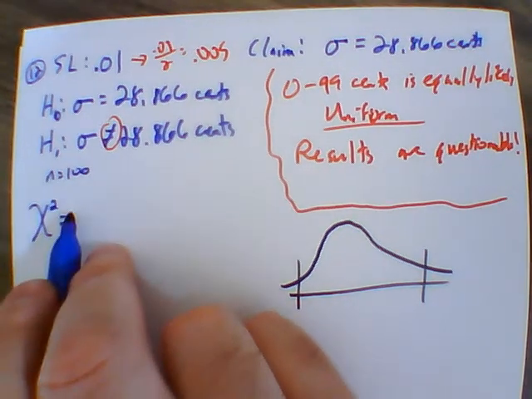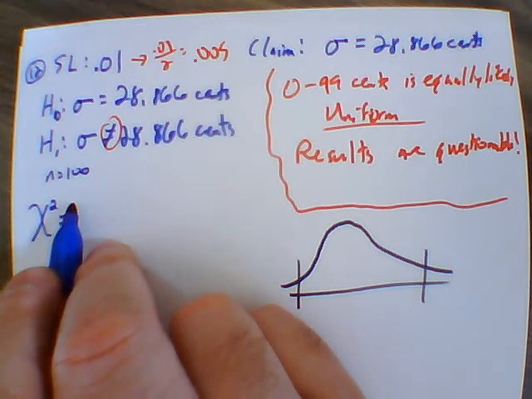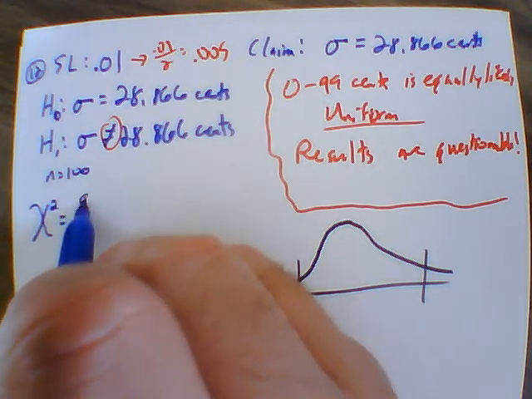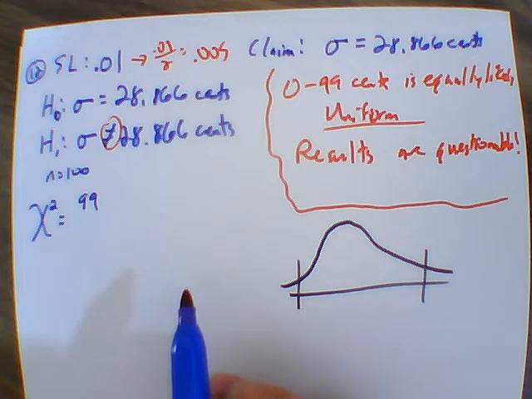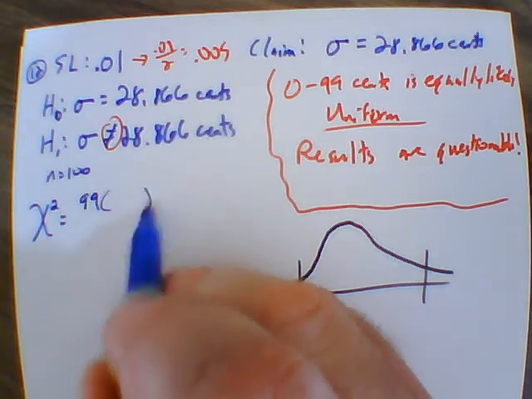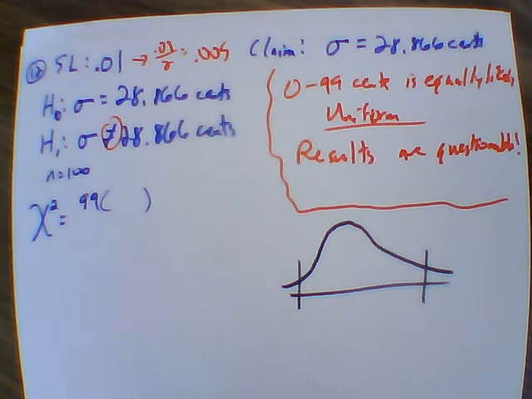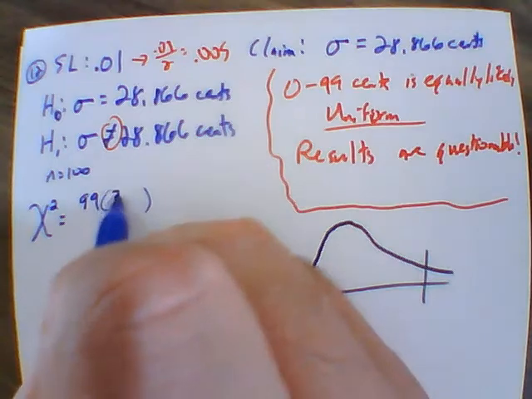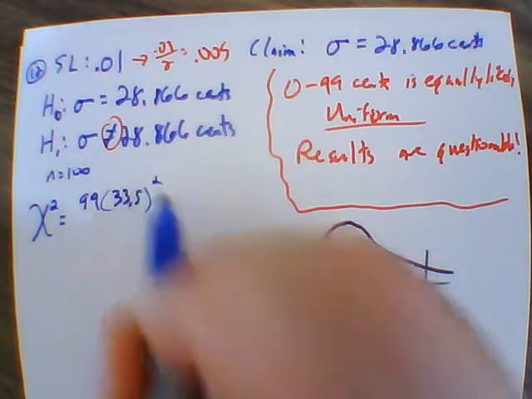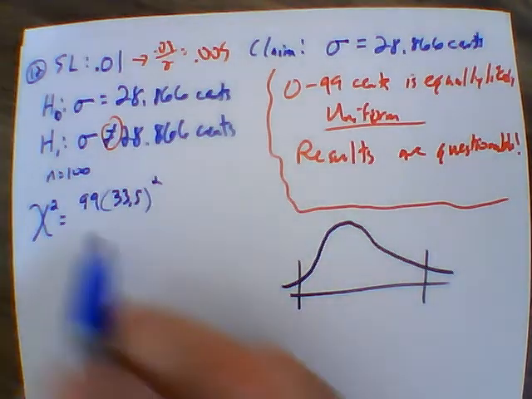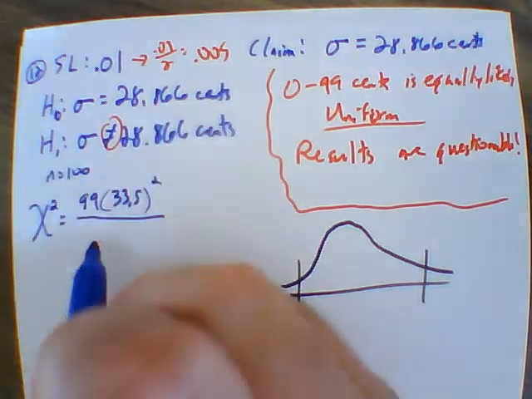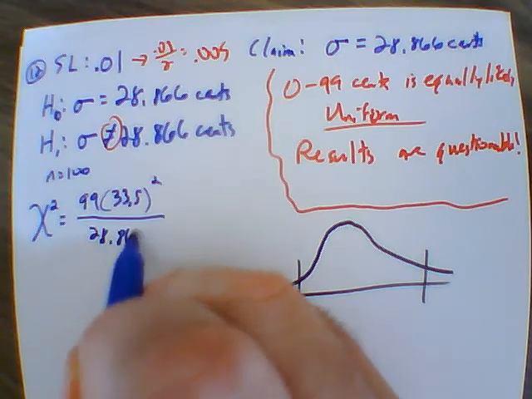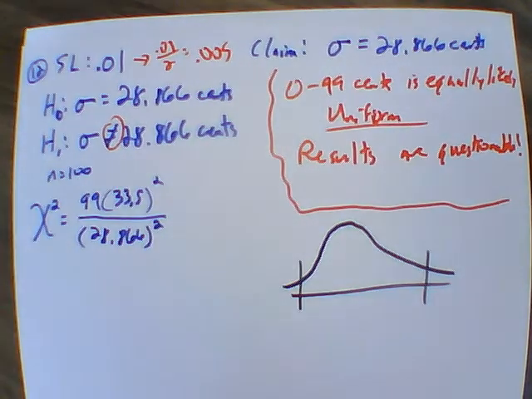Because these 100 different outcomes are in here, that means our degrees of freedom is 99. With 99 degrees of freedom, we look at our sample standard deviation. Going back to the problem, our sample standard deviation is 33.5. We'll square that and divide it by our population standard deviation, which once again comes from right up here, 28.866 squared.